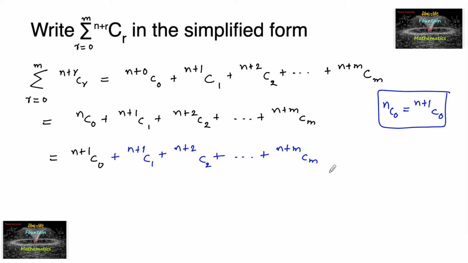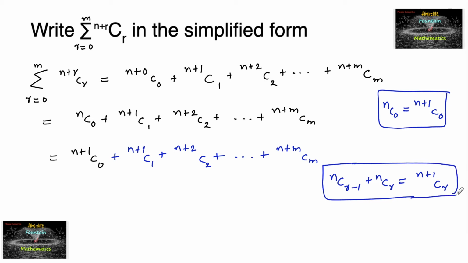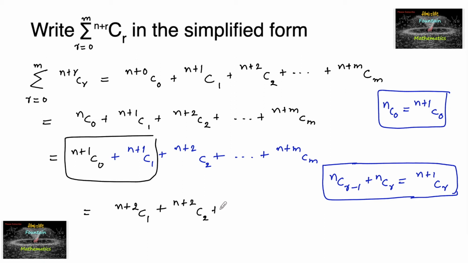And since we know that n C r minus 1 plus n C r is equal to n plus 1 C r, so this is one property we have. So n plus 1 C 0 plus n plus 1 C 1, by using this property, is equal to n plus 1 plus 1, that is n plus 2, r is equal to 1, so n plus 2 C 1 plus again the next n plus 2 C 2 plus n plus 3 C 3 and so on n plus m C m.